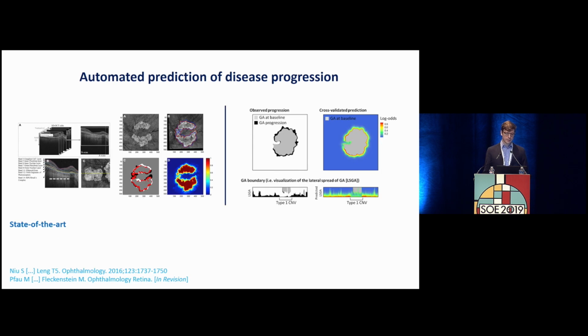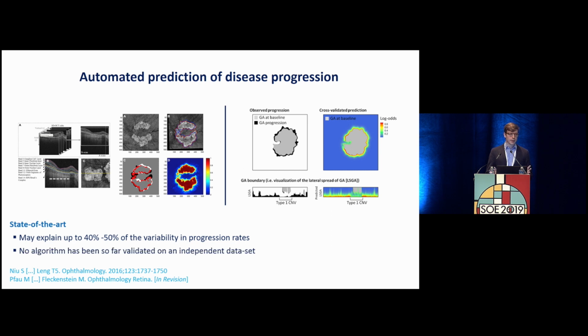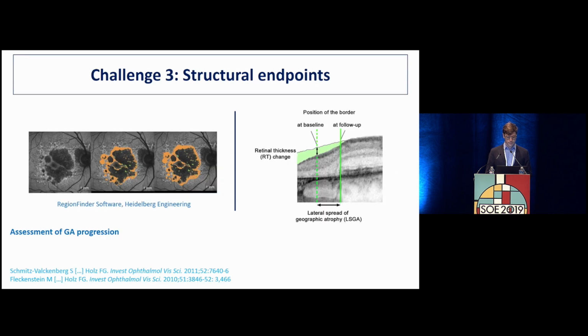Now, with AI-based methods, there's one paper which has already been published by the Stanford group of Daniel Rubin, and there's also one paper in review by our group. You can even predict future progression rates, and these models provide a slightly better prediction, explaining up to 40 to 50% of the progression rates. But the big problem so far is our algorithm hasn't been published, and for the other algorithm, the weights or the machine learning model itself have not been made publicly available in the publication, so it's not possible to validate these algorithms on independent data sets, which overall constitutes a rather big problem.